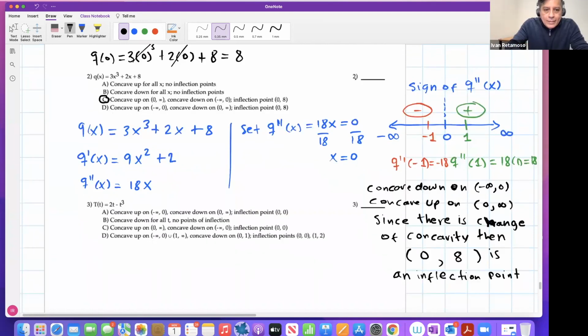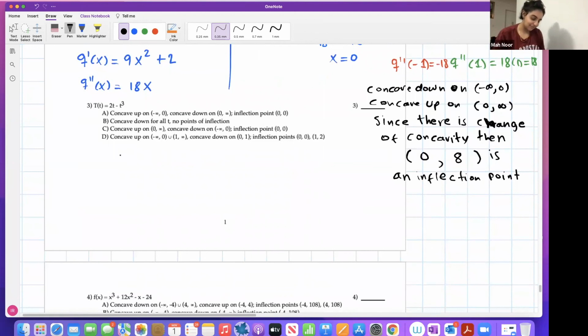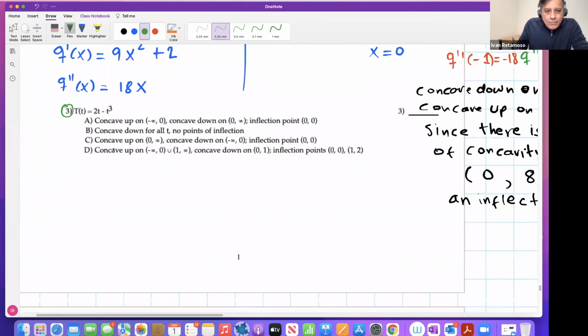So now maybe you can try number 3. Let's try number 3, which is a little bit tricky. Let's do it together probably, but try to do this at least as much as you can. And then I will do one with degree 4. Okay. Try to do this.